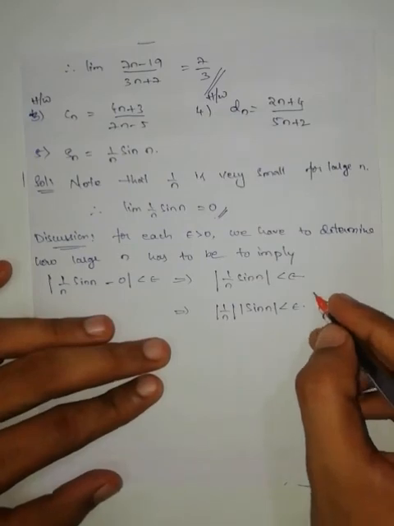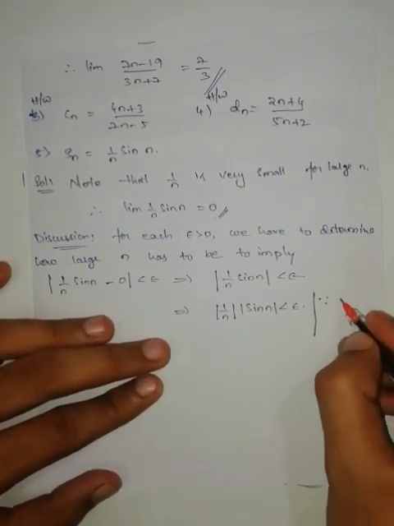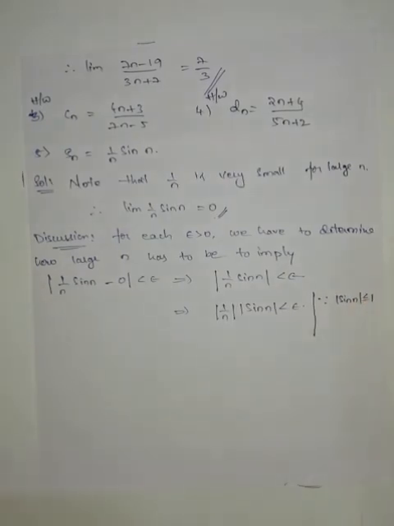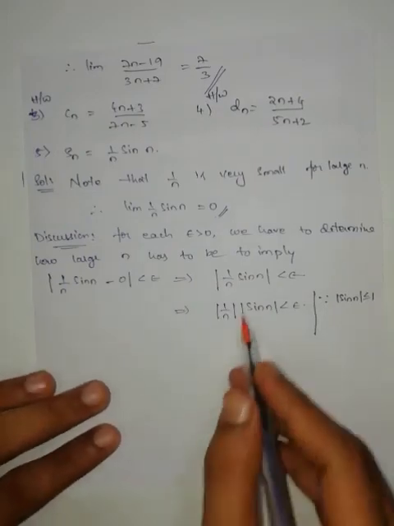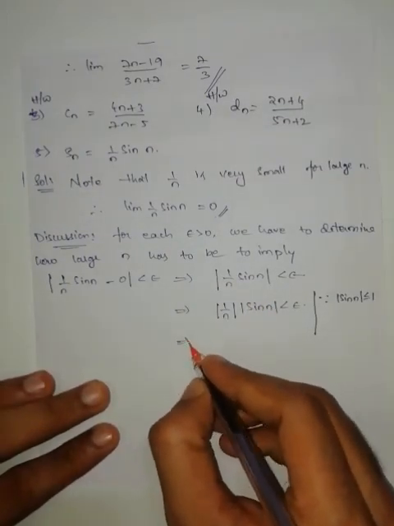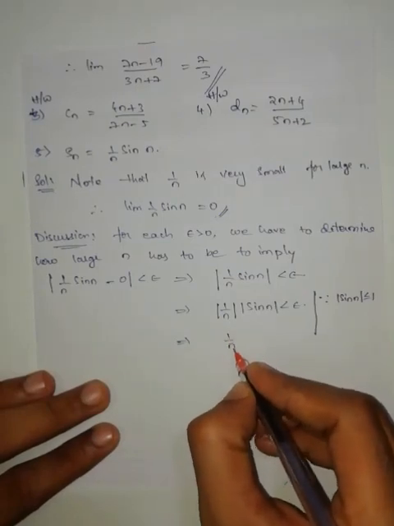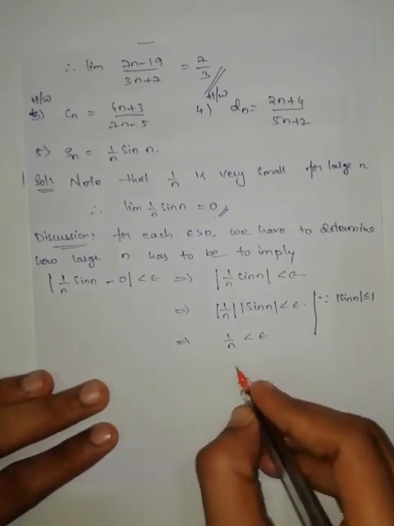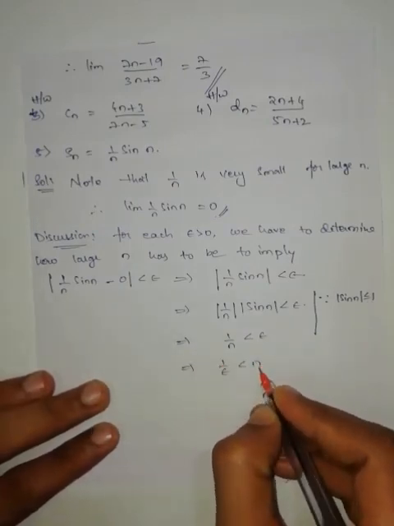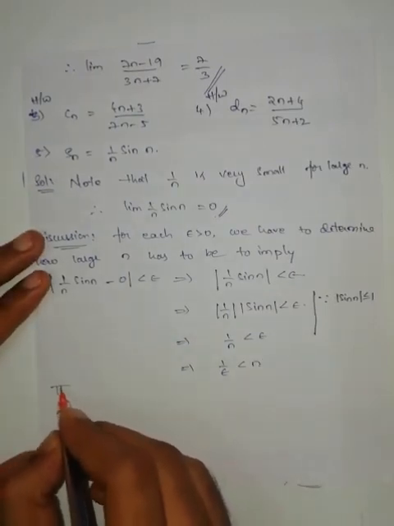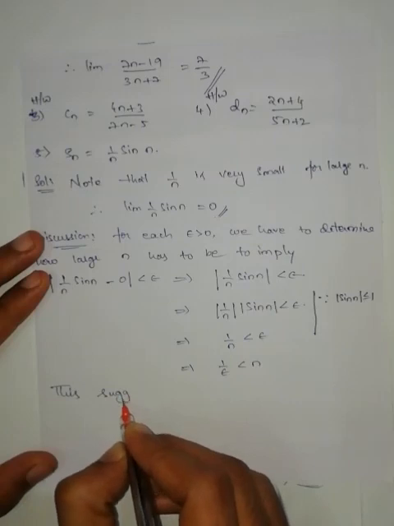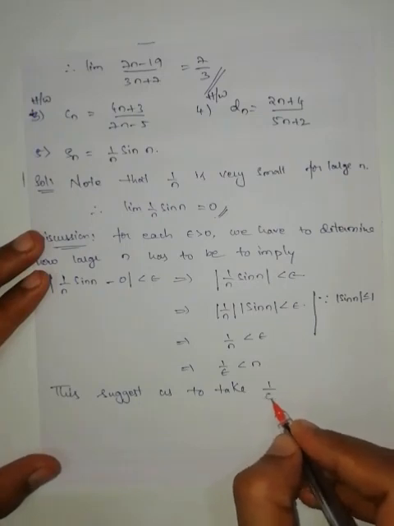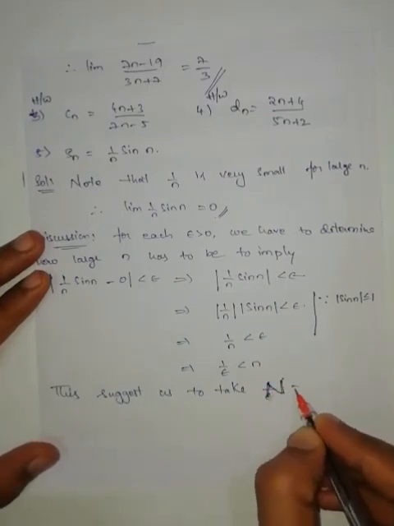Now, since modulus of sin n is always less than or equal to 1, we know that sin value always lies between minus 1 and 1. So this value is less than or equal to 1 by n less than epsilon. Modulus of 1 by n is 1 by n. This value is less than or equal to 1. Cross multiply, 1 by epsilon is less than n. So this suggests us to take capital N as 1 by epsilon.